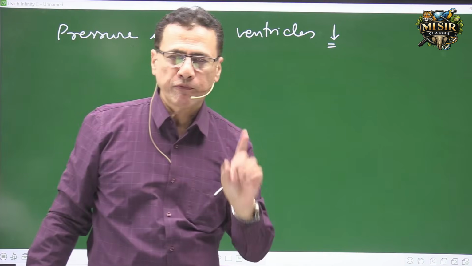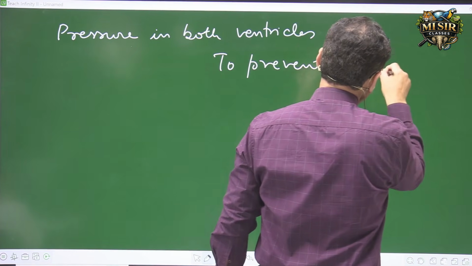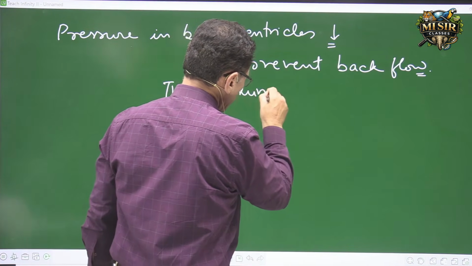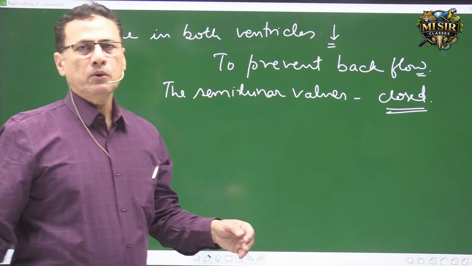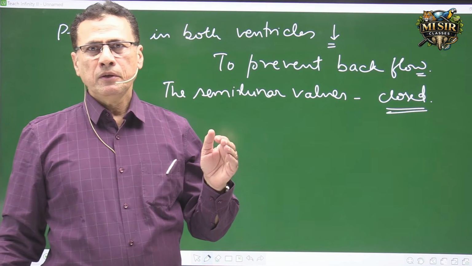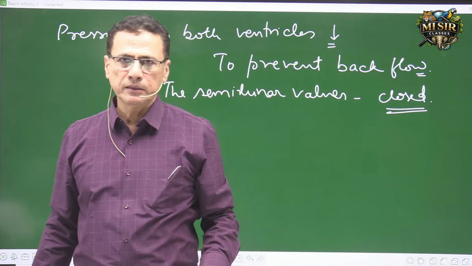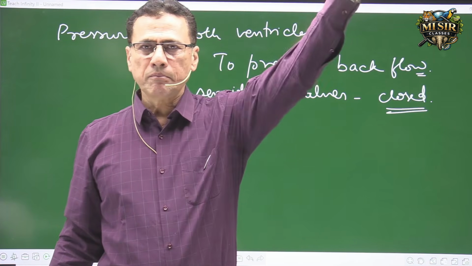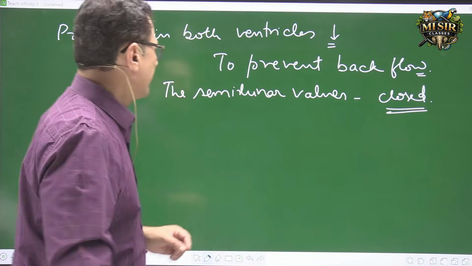To prevent this backflow, the semilunar valves are closed. Please remember that now the ventricles are slowly entering the phase of diastole. Ventricular systole is followed by ventricular diastole. When ventricular diastole starts, it is ensured that the semilunar valves are closed so that the blood does not come back to the respective chambers. The closure of semilunar valves gives another sound, the second heart sound.